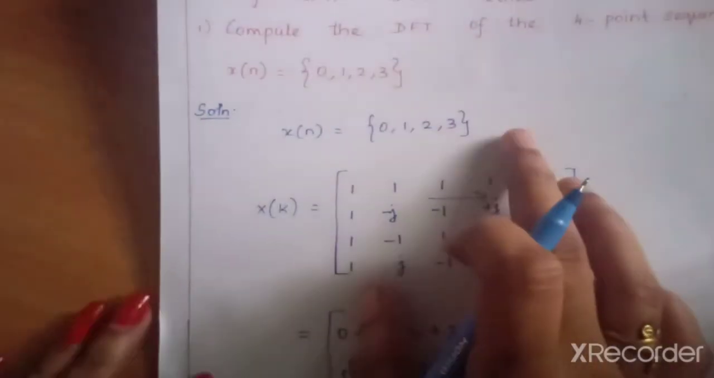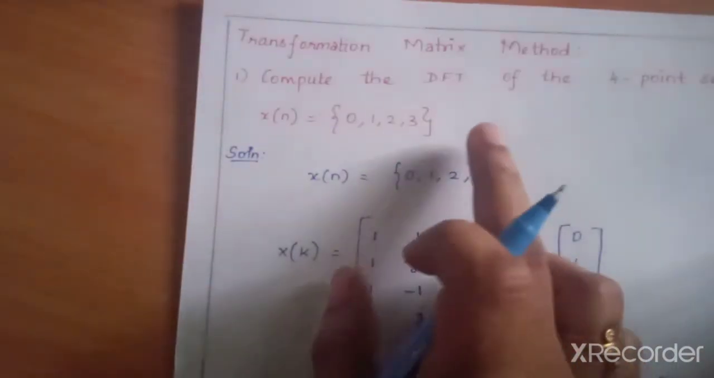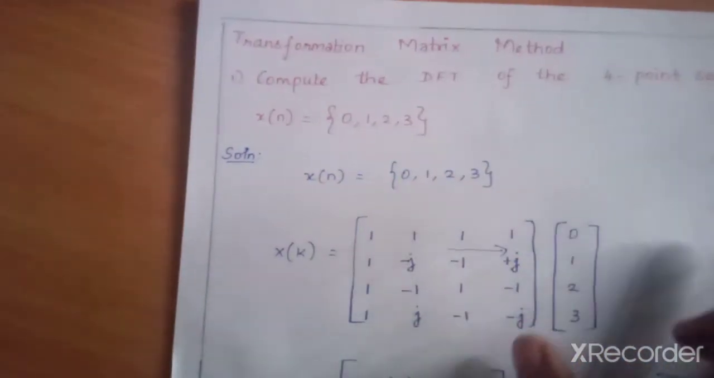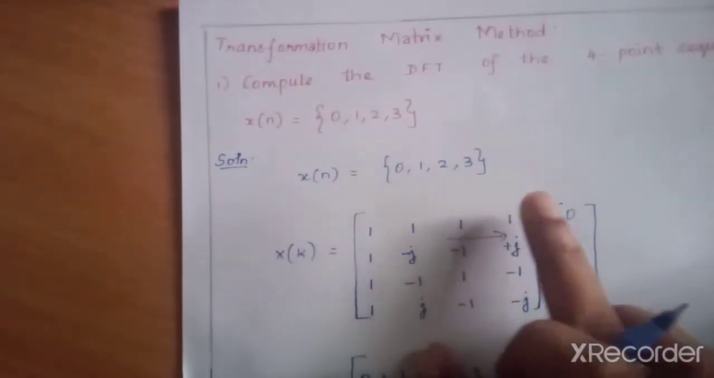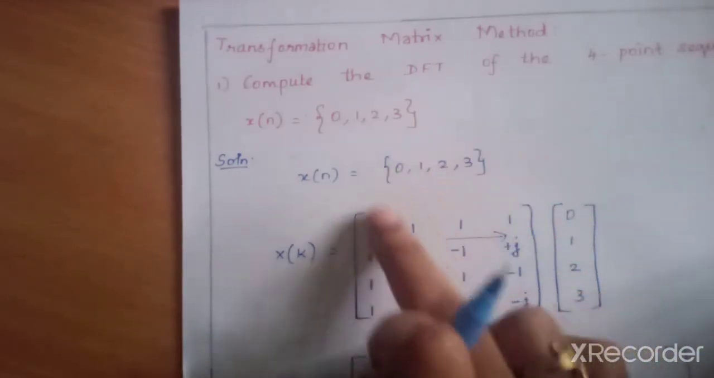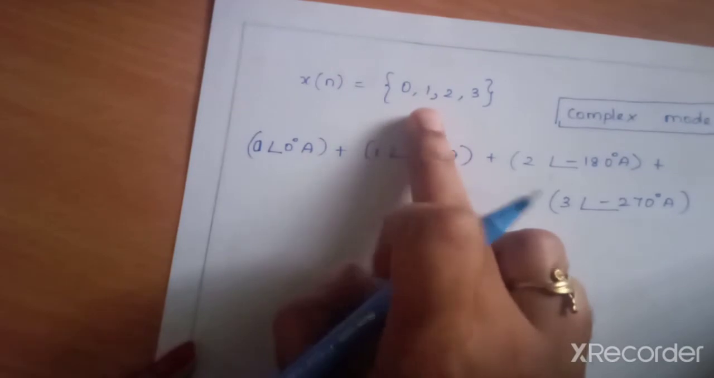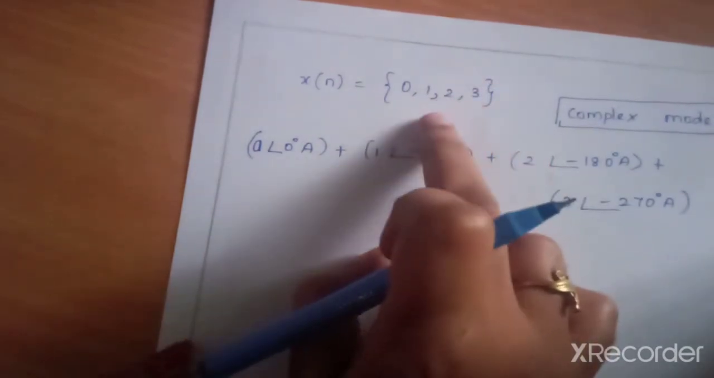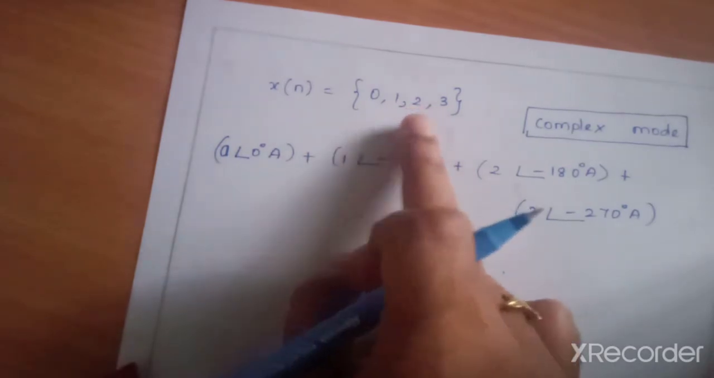So I will explain how to calculate the DFT by using the calculator. For the same problem I will show you how to use the calculator for solving it. For solving this problem, you have to take x of n equal to 0, 1, 2, 3, the same problem that we calculated previously by using the transformation matrix method.